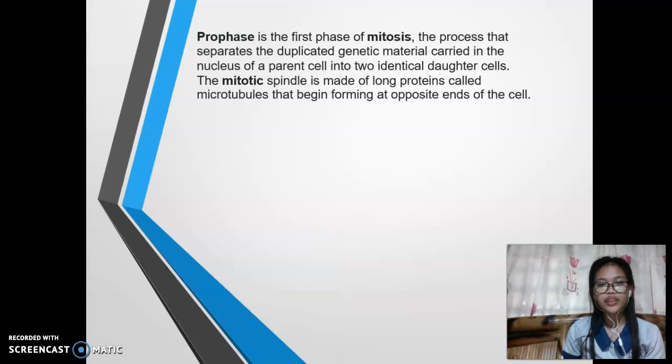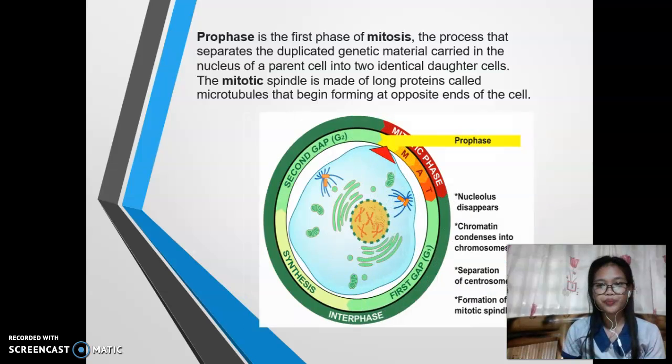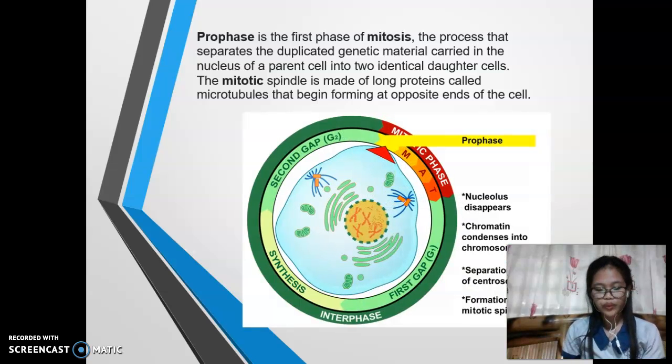The second one is prophase. Prophase is the initial stage of mitotic division, characterized by the condensation of chromosomes consisting of two chromatids, disappearance of the nuclear membrane, and formation of the mitotic spindle.